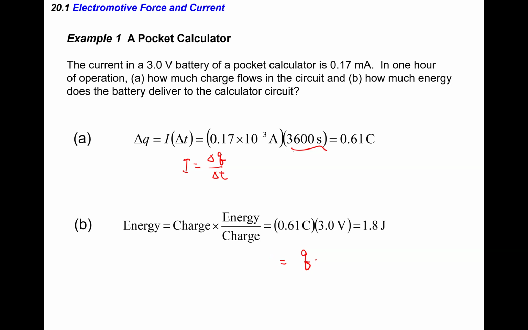The work done by the electric force, energy, will be equal to charge times the potential difference. So Q times V. Q is 0.6 and V is 3 volts. So together you are going to get 1.8 joules. So this is the work done to the charge to move it, and you just use Q times V from yesterday. Okay.